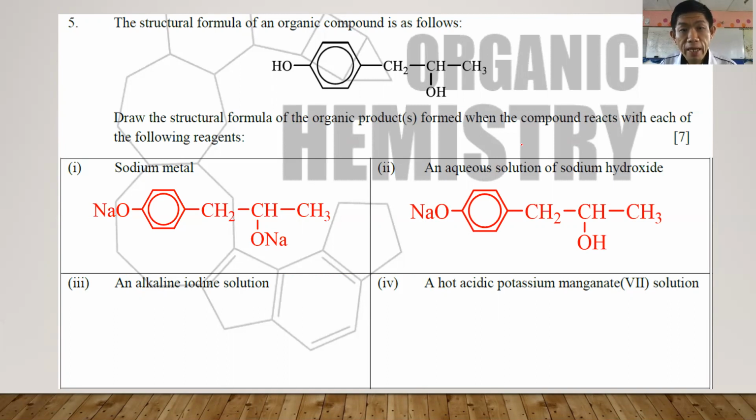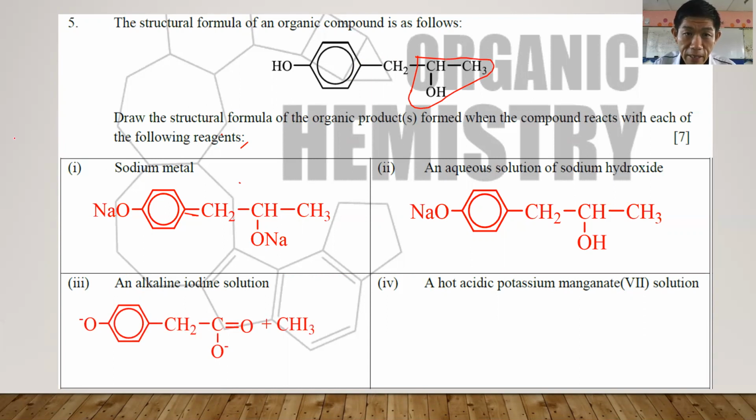Okay, number 3, alkaline iodine solution. As you can see clearly, this is where the methyl alcohol is situated. Once you have the methyl alcohol group inside the organic compound, you can easily know that this is the golden triangle. This is the part that will react with alkaline iodine solution. Don't forget, because it's alkaline, the OH behind here will also react with the sodium hydroxide.